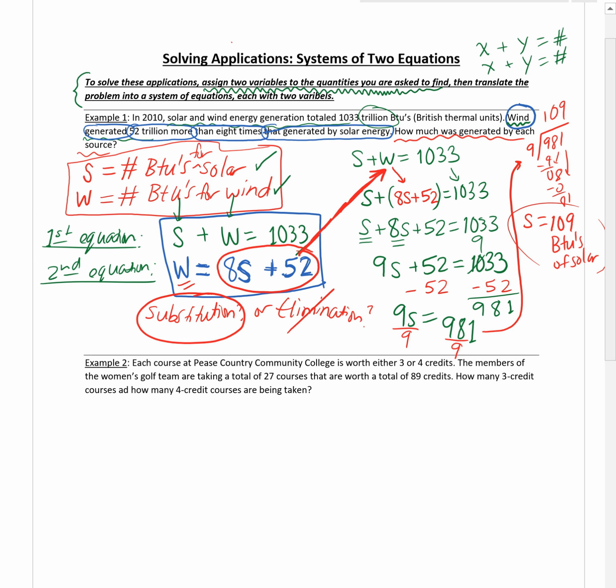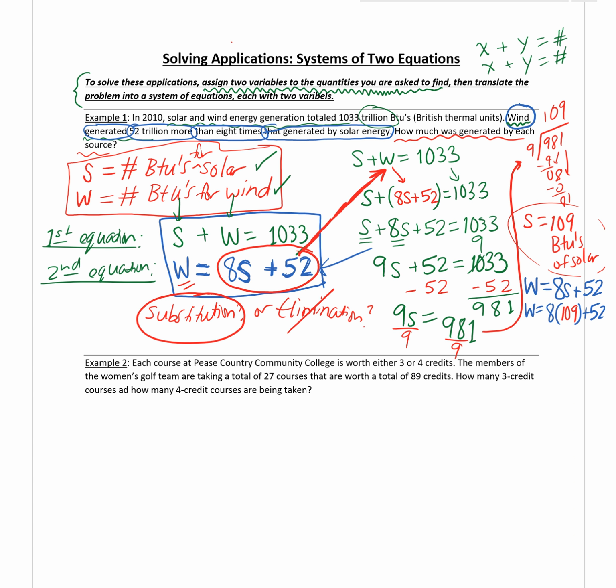Okay, so we got S. And then what about the other one, W? Remember in the substitution method we said, if you want to find the other variable, the best equation to substitute into is the one that had the variable all by itself. So the blue equation that I wrote over there, W equals 8S plus 52. That's going to be the easiest one to substitute into. So 8 times S, but I know that S is 109 now. I'm going to go ahead and replace that.